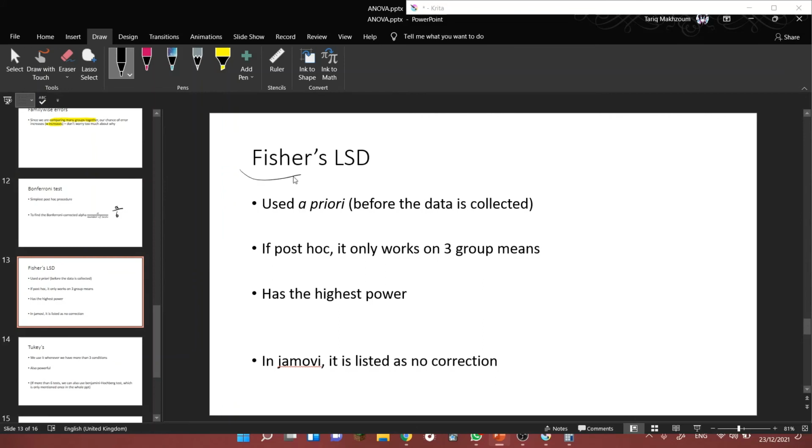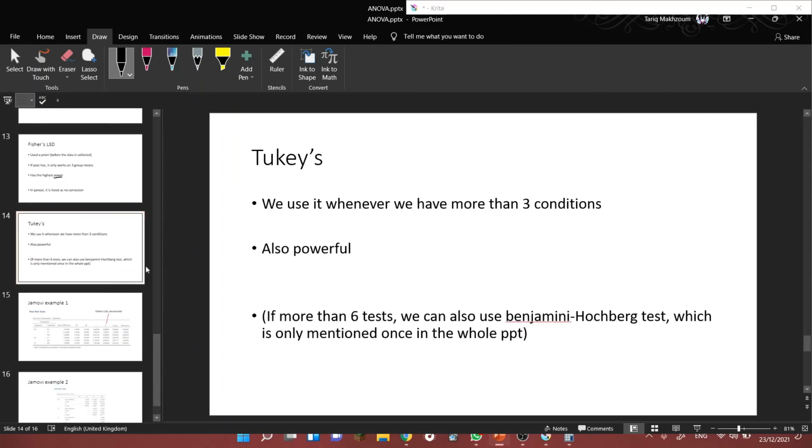You also have Fisher's LSD, which you can actually do before you've collected the data. Right? But if you're going to do it as a post hoc test, you can only have 3 group means. And this one has the highest power. Right? So it has the highest ability to reject the null hypothesis when the null hypothesis is false. Okay? And finally we have Tukey's, which is what you can use whenever you have more than 3 conditions. Right? It's the most powerful test after Fisher's if you have more than 3 means that you're comparing. And it's also very powerful.